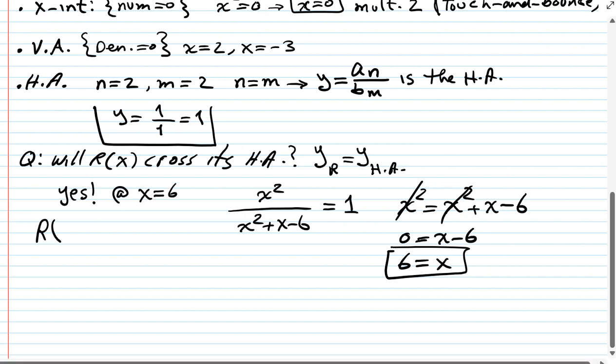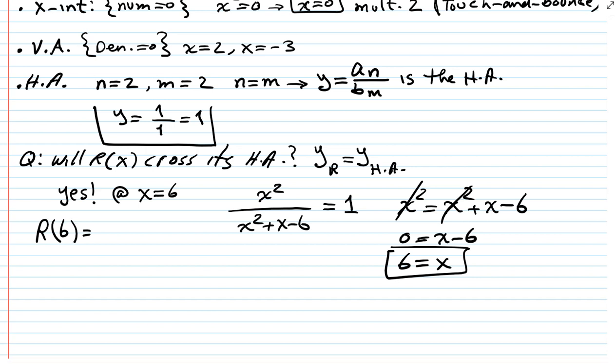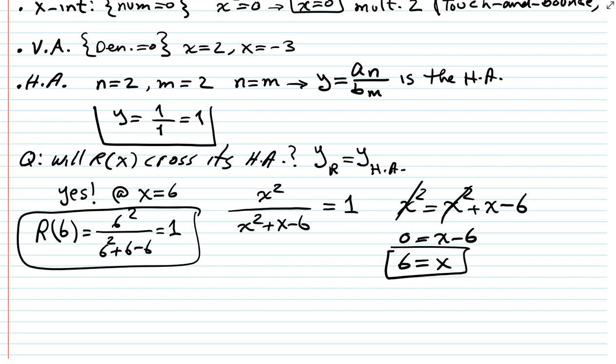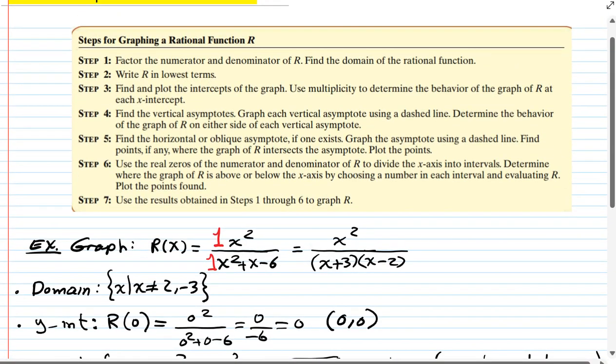The value of the function at that point, r at 6, is going to be 6 squared over 6 squared plus 6 minus 6. And that is 1. No surprise, the y is going to be 1. This is an additional step. We didn't really need to do that because we have the y for the horizontal asymptote. The point where the graph will cross the horizontal asymptote is at (6, 1). All right, and I think that's about all. We've reached this point.